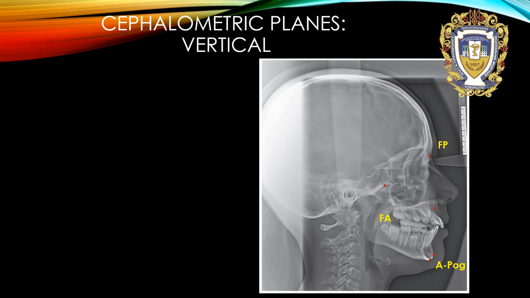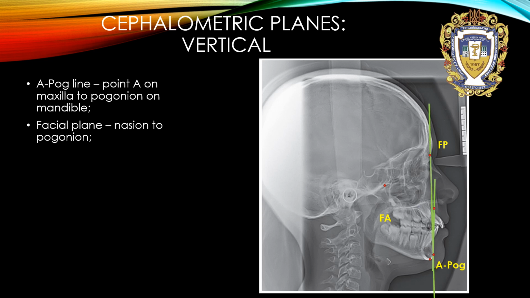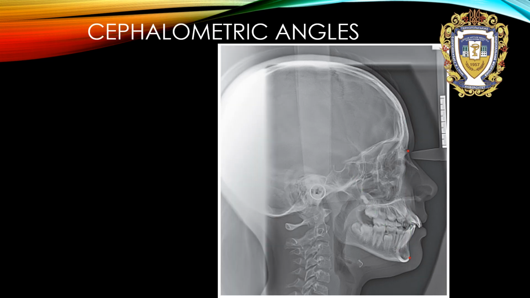And vertical planes. A-pogonion plane, point A on maxilla to pogonion on mandible. Facial plane through nasion and pogonion point. And facial axis, PTM point to gnathion point. And as a result of marking our landmarks and planes, we get a measurement of different facial angles.